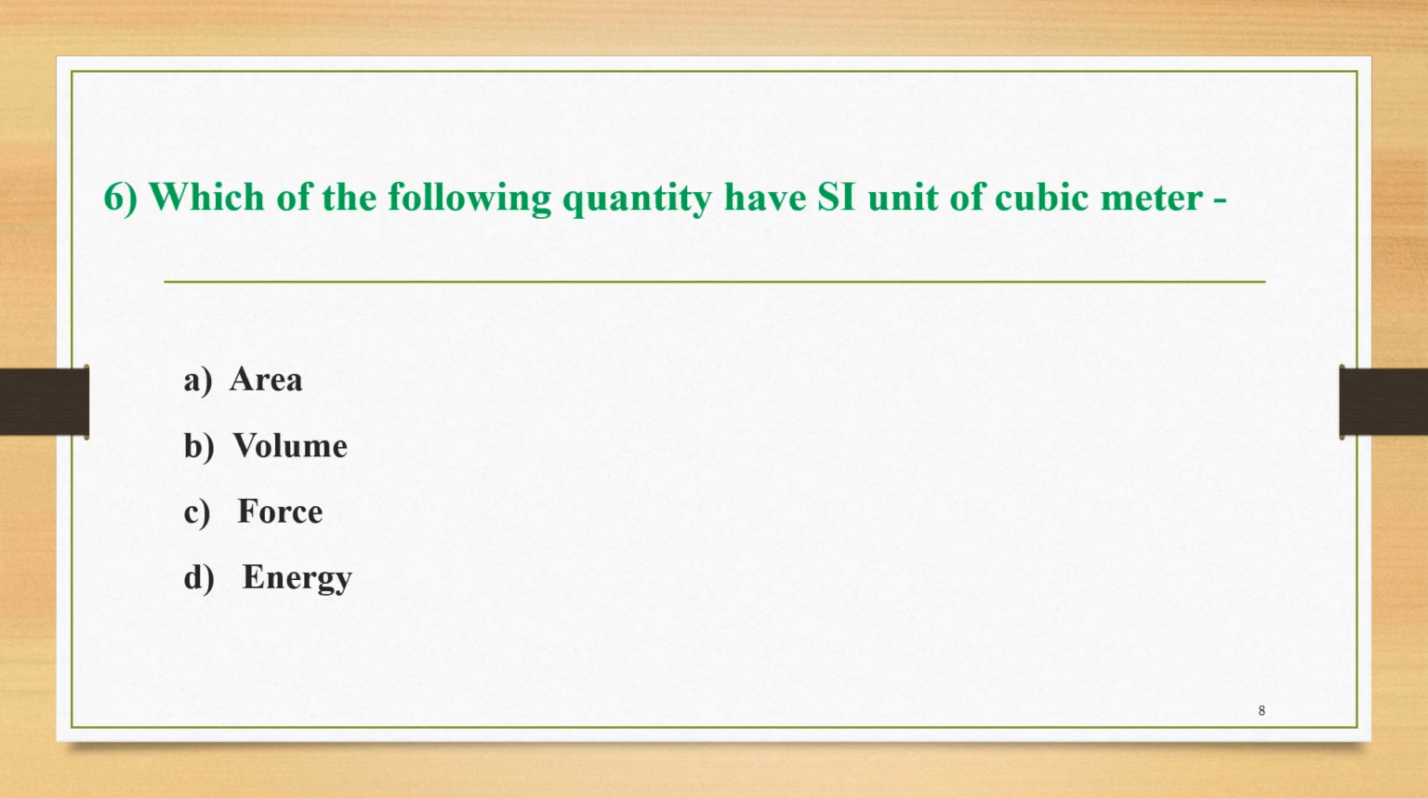The next question number 6 is: which of the following quantities has SI unit of cubic meter? The four options are A is area, B is volume, C is force and D is energy. The correct option among these four, the quantity having the SI unit of cubic meter, is volume. So option B is the correct option.